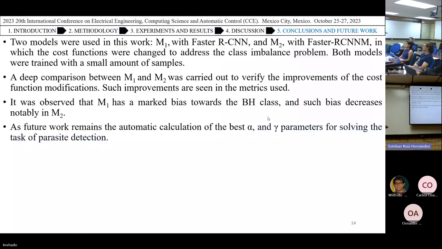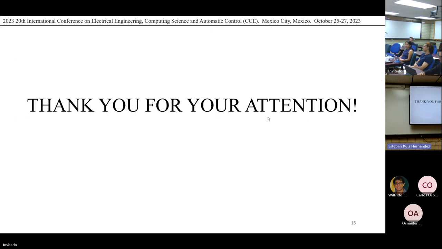As future work, we want to calculate the best alpha and gamma parameters. As I said before, those parameters were selected experimentally, but now we want the model itself to calculate which alpha and gamma parameters are the best ones for a given data set. That is the work that we are currently doing. And well, that's everything for me now. I don't know if you have any questions.